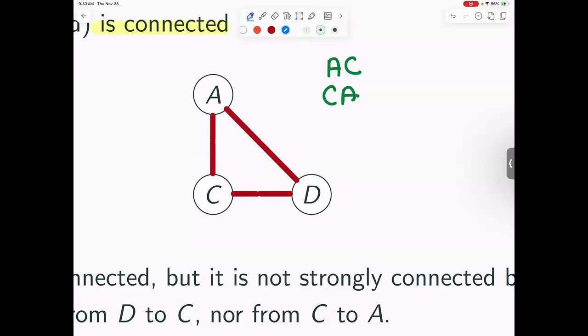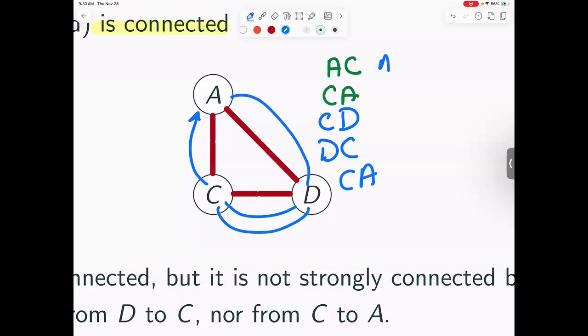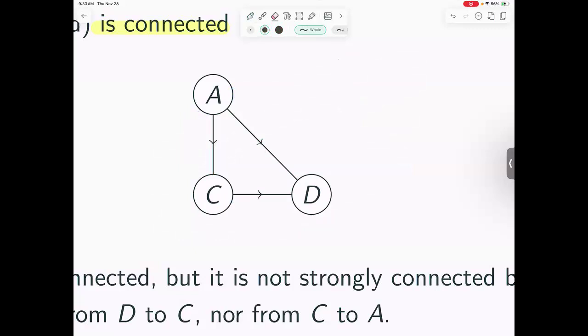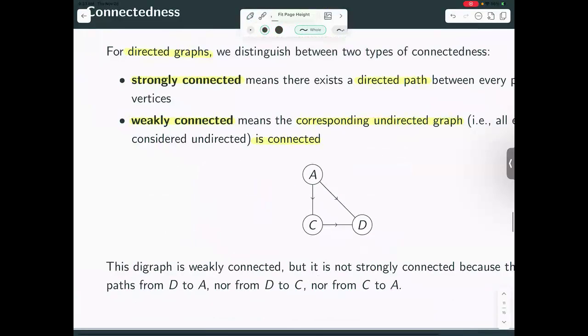And now we can ask ourselves, can we get from C to A? Yep, we can. Can we get from C to D? Yep. Can we get from D to C? Yep. Can we get from D to A? Yeah. Can we get from A to D? Yep, we can. We can see that now, if we pretend it's not directed, we can get everywhere. That makes this graph weakly connected.